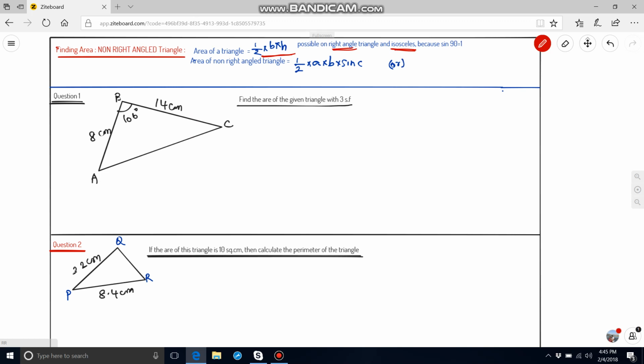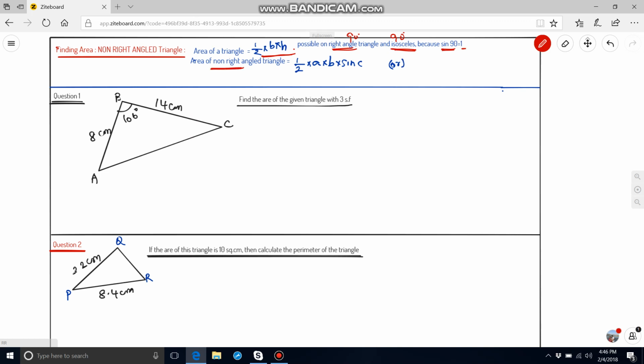Because they have the angle 90 degrees, if you apply sine 90, it gives 1. So 1 in the multiplication will not give any change. That is why we are not using sine 90 here. If you do use it, you will get the same answer.